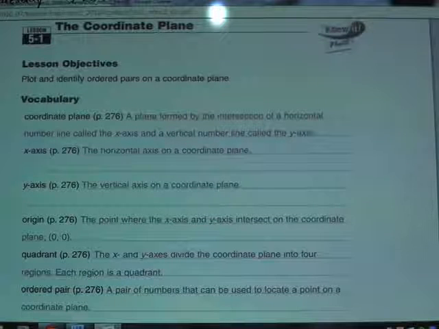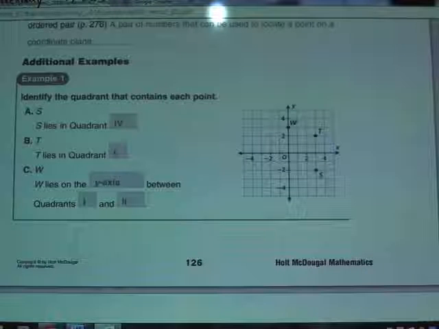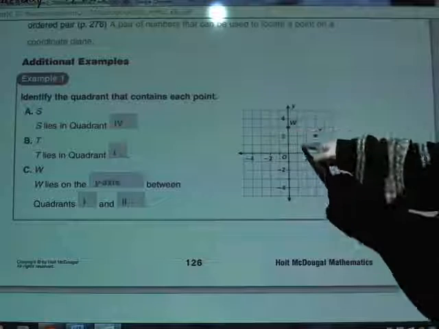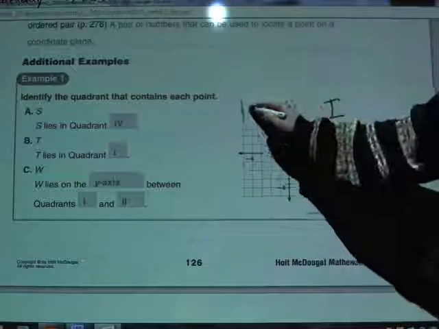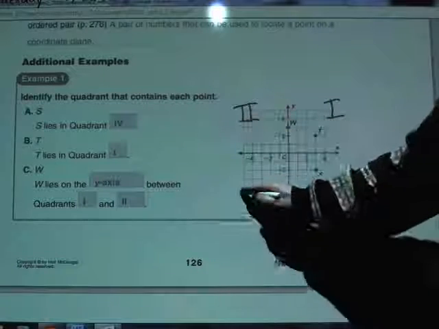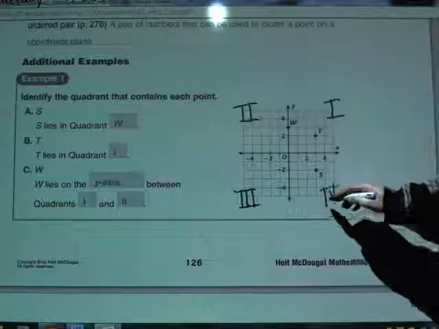All right, so let's go ahead and take a look at what we've got here. In question number 1, they're asking me to identify the quadrant that contains each point. So all I'm doing is naming which quadrant the point is in. Again, as recalling from what we just talked about, this upper right quadrant, that's the primary quadrant, that's quadrant 1. And from there, the numbers go counterclockwise. This is quadrant 2. Down here, you'll find quadrant 3. And this bottom right corner is quadrant 4.